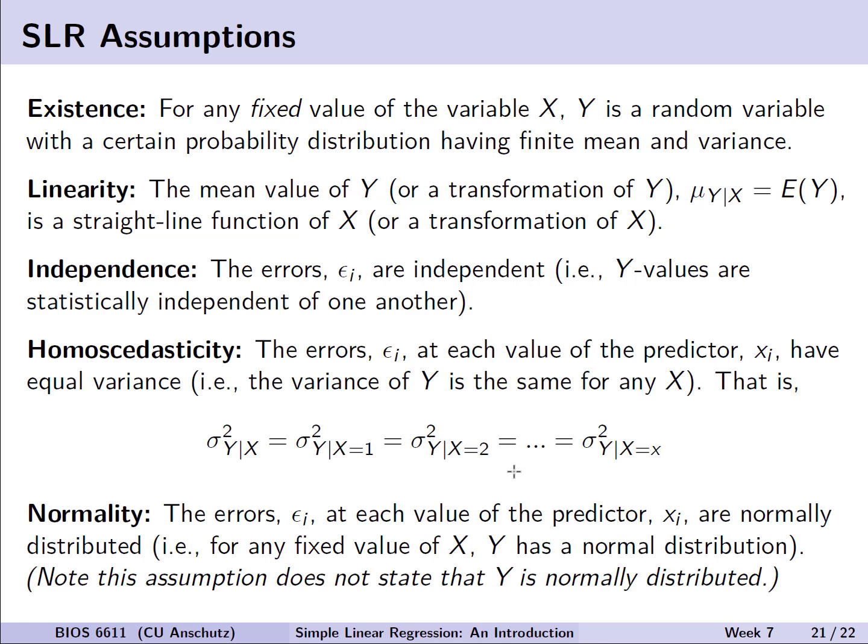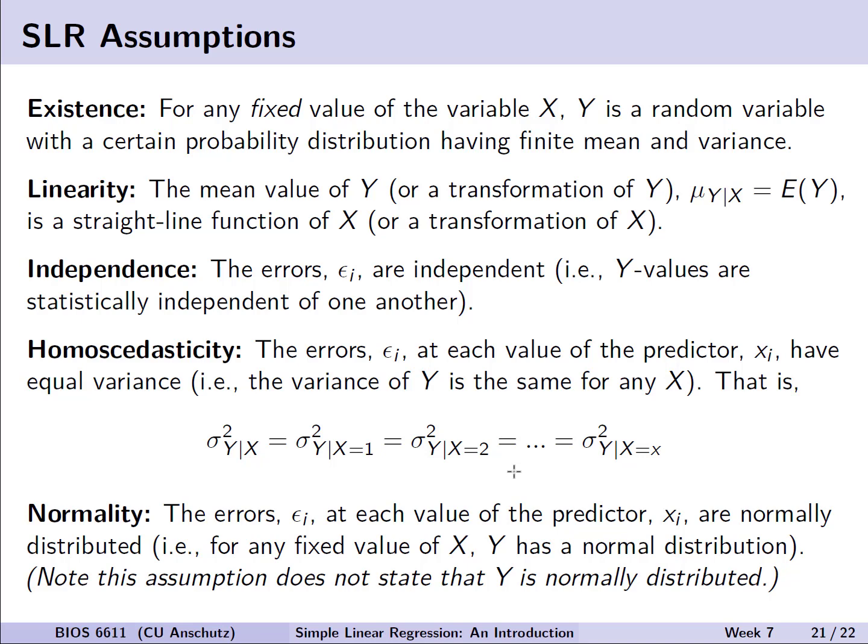Generally speaking, there are 5 assumptions we'll make when we're fitting a simple linear regression. The first is existence. For any fixed value of the variable x, for example, an age at 15, y is going to be assumed to be a random variable with a certain probability distribution having a finite mean and variance. In the case of a linear regression, we also unsurprisingly assume linearity. The mean value of y, or some transformation of the value y, mu y given x, is a straight line function of x, or some transformation of x. We'll see later on in the semester that we can transform either our outcome or predictors, or both, to achieve some of these assumptions that could potentially be violated.